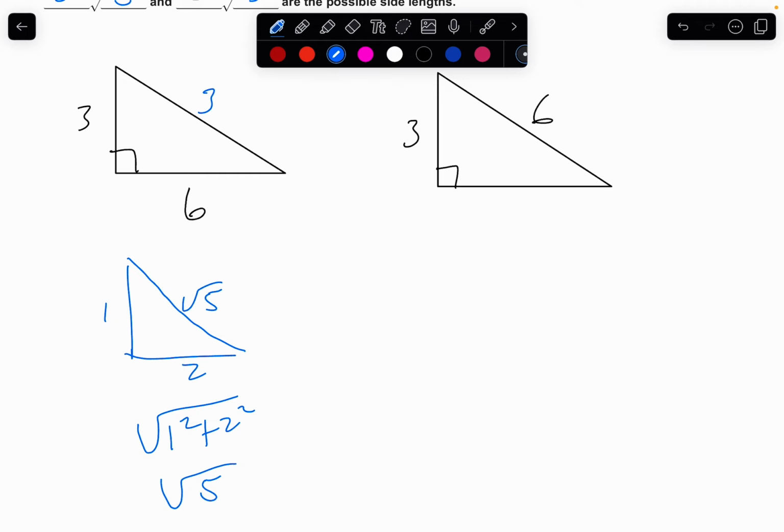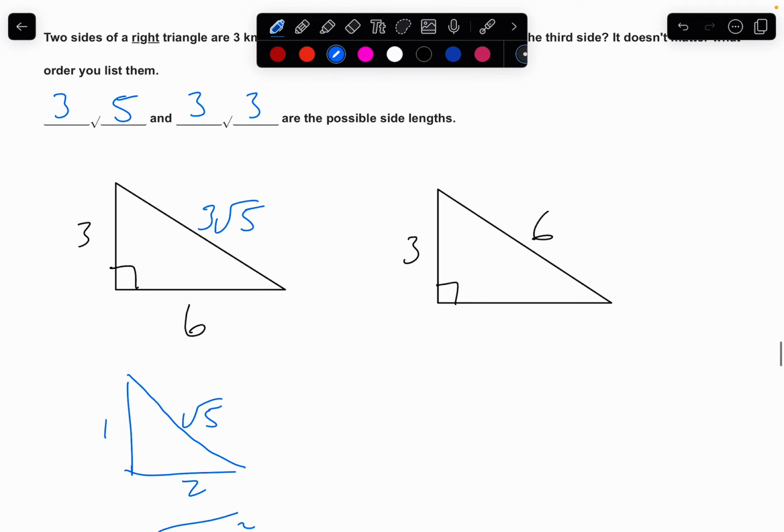But I divided by 3, so I need to multiply the 3 back on. So it could be 3 root 5. The second situation is that the hypotenuse might be 6. And if you have a keen eye, 3 and 2, remember for a 30, 60, 90, the hypotenuse is the short leg times 2? Well, isn't this a number times 2?